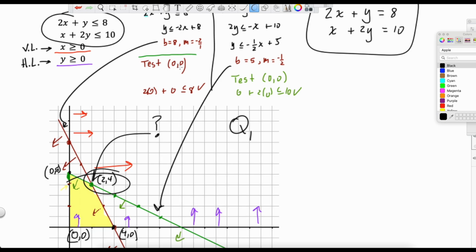And then we did a test point. I did 0, 0 for both because it's definitely on one side of these 2 lines. And it worked. It was true. 0 was less than 8. 0 was less than 10. And so what happens is we get this quadrilateral here. We've got 0, 0 as a corner, 0, 5 as a corner, and 4, 0. And now we can clearly see that these 2 lines intersect over on the right at 2 and up 4.